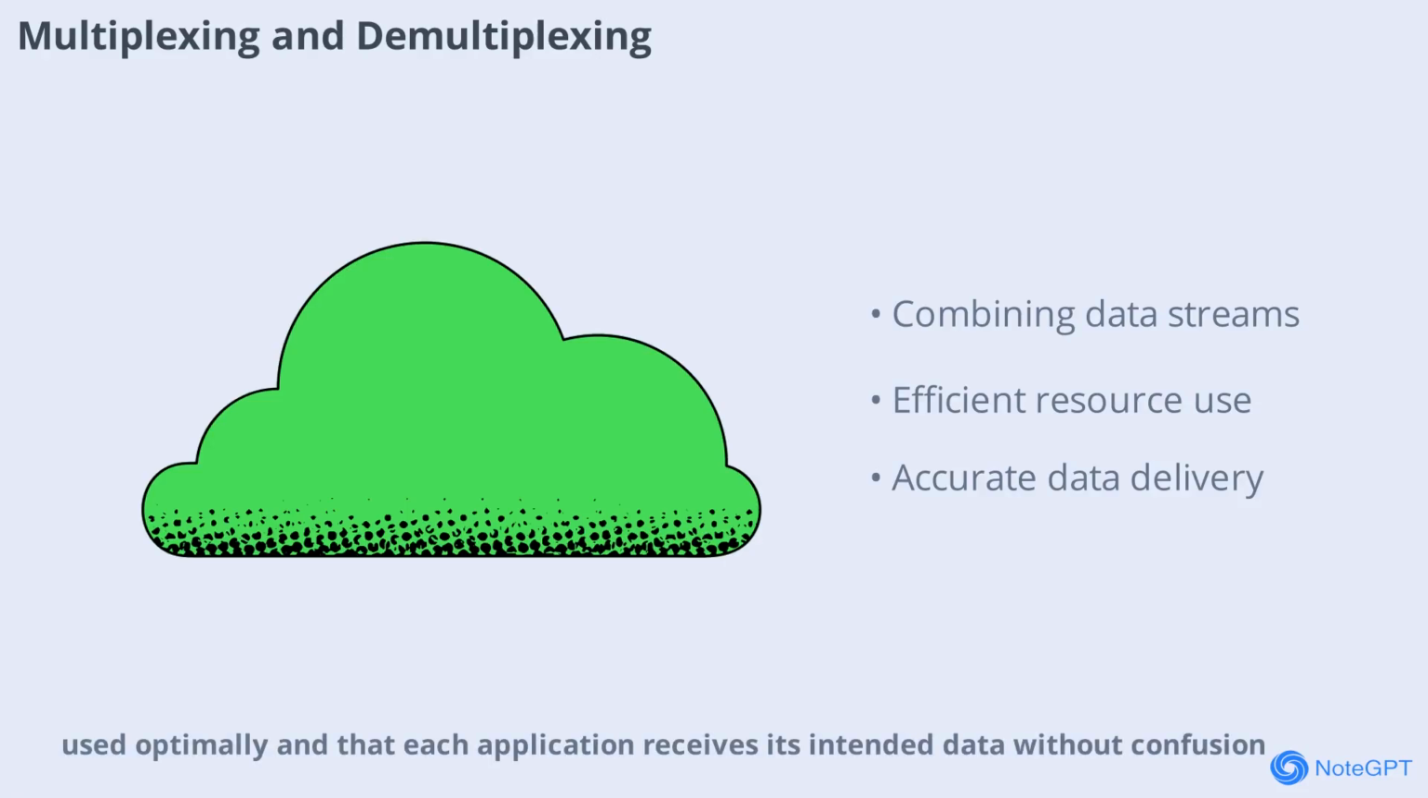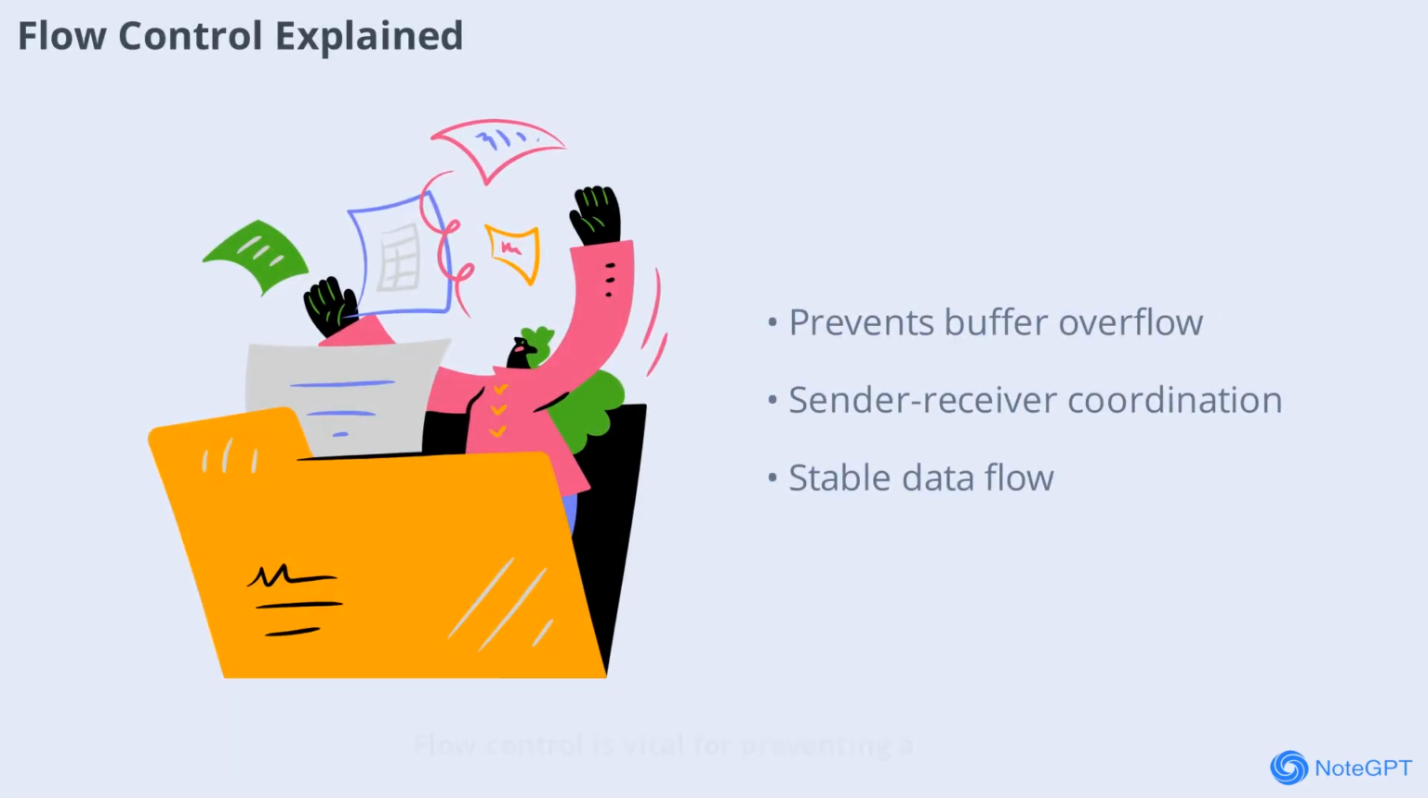Flow control is vital for preventing a fast sender from overwhelming a slower receiver. The transport layer manages the rate of data transmission, allowing the receiver to control how much data it can handle at a time. This mechanism ensures that the receiving node is not flooded with more data than it can process, maintaining a smooth and stable communication flow between devices and preventing data loss due to buffer overflow.